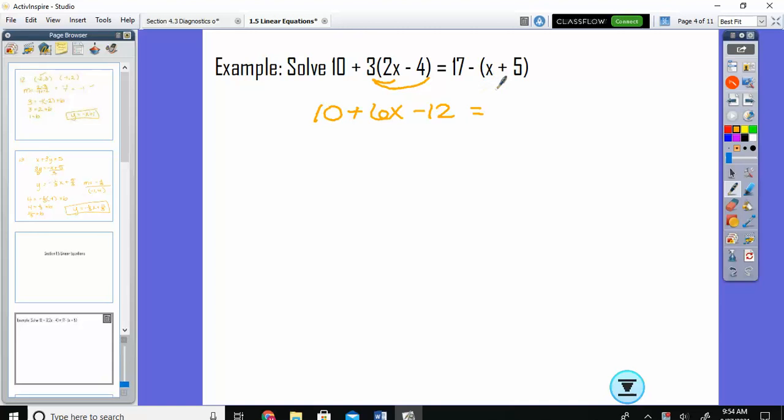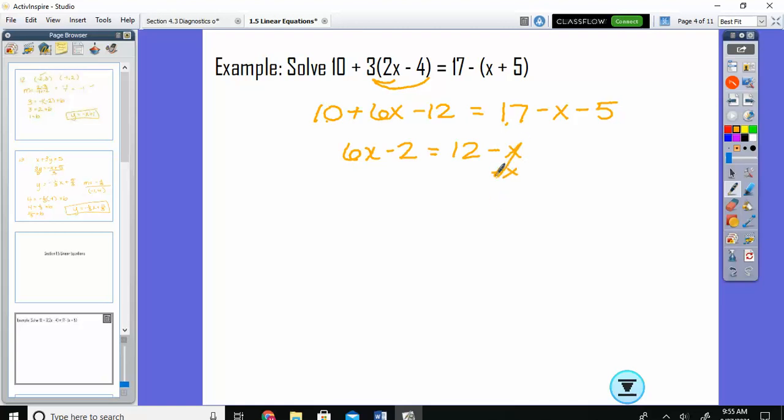What about on the right hand side? What do we have to distribute? So 17 minus x minus 5. Okay, if we combine like terms, 10 and -12 gives me a -2. 17 minus 5 is 12.